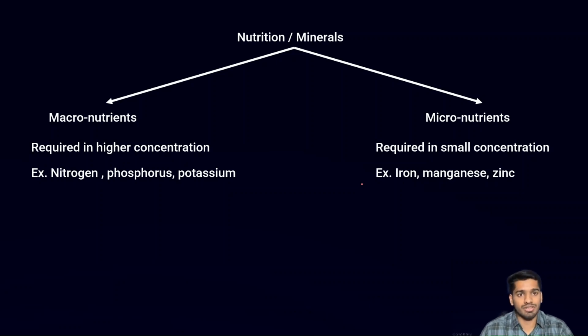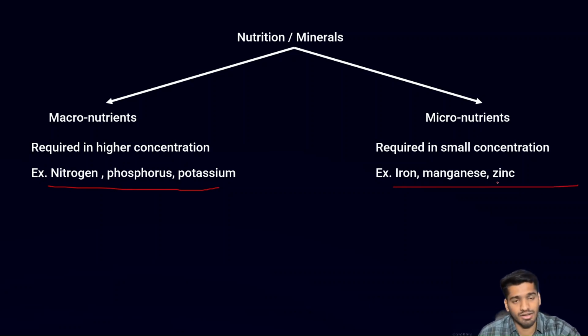See, plants need nutrition for their growth. There are two types. I have categorized nutrients into two groups: macronutrients and micronutrients. Macro means big, micro means small. So there are some nutrients which are required in higher quantity, and some which are required in lower quantity. Macronutrients are those required by the plants in a huge quantity. And micro means these are required, but in a very small quantity. The examples of macronutrients are nitrogen, phosphorus, and potassium. And your micronutrients are iron, manganese, and zinc.